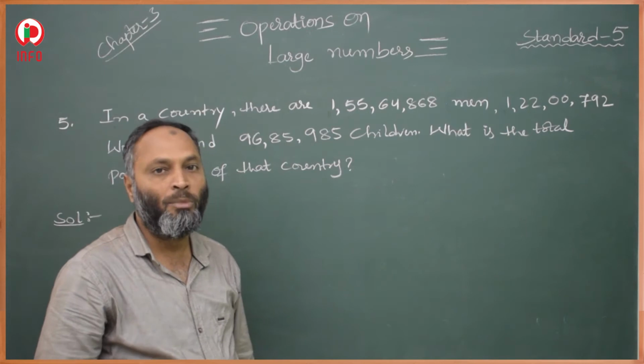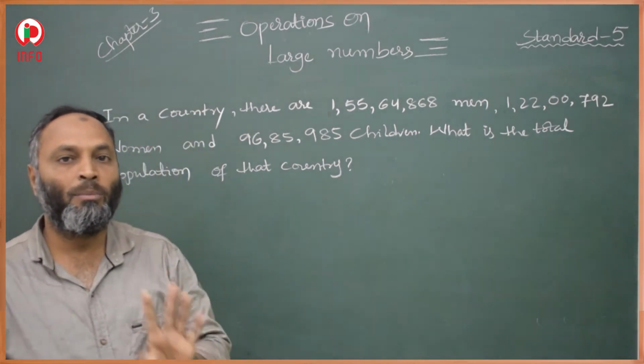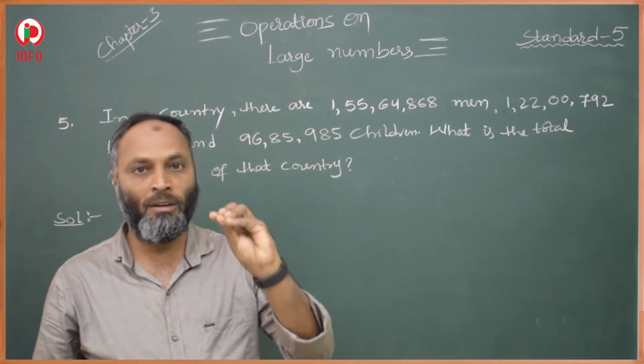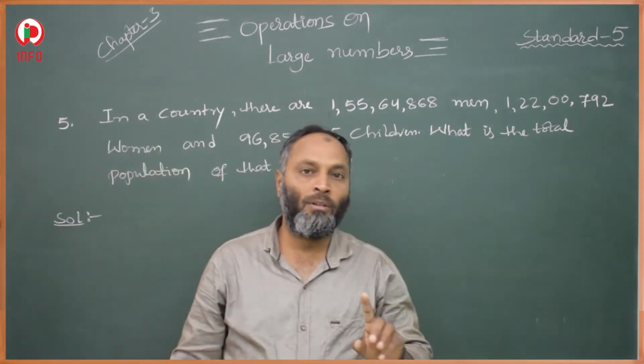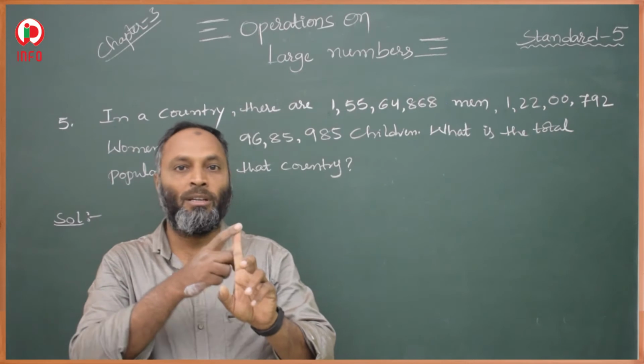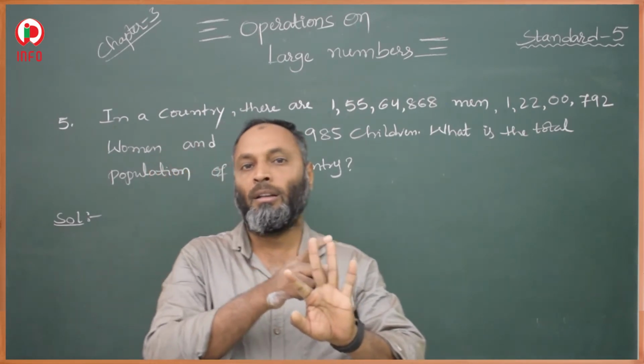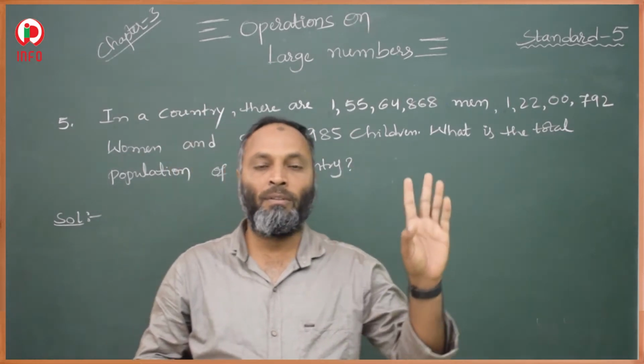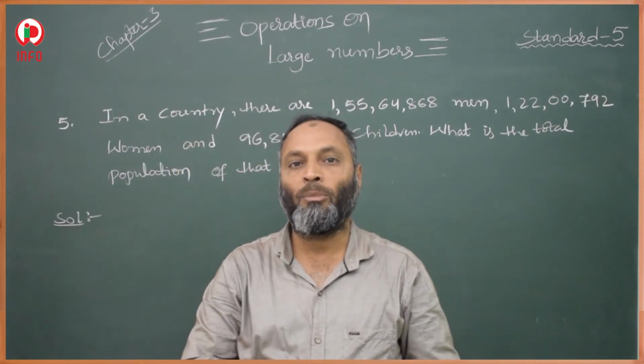So what is the total population he is asking? Total population means we have to add. Whenever total comes, we have to add. First we have to add what is there in the population: men, women and children. All these three we have to add. Then we will get the final answer, that is our total population.